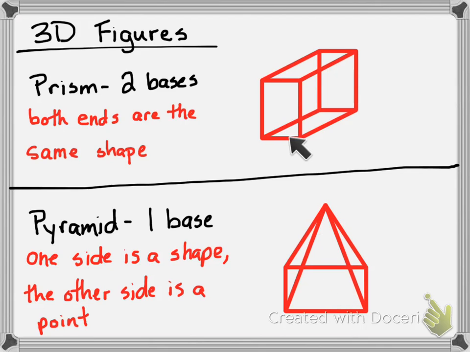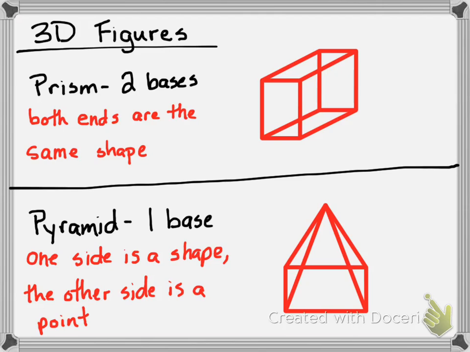Again, up here you have opposite sides that are parallel to each other and congruent. Down here you don't have that, because instead of having another rectangle up here, it all just came to a point and there's nothing. That's what makes this a pyramid, it only has one base. The main difference between a prism and a pyramid is a prism has two bases, a top and a bottom, and a pyramid only has one. It only has a bottom. There is no top.